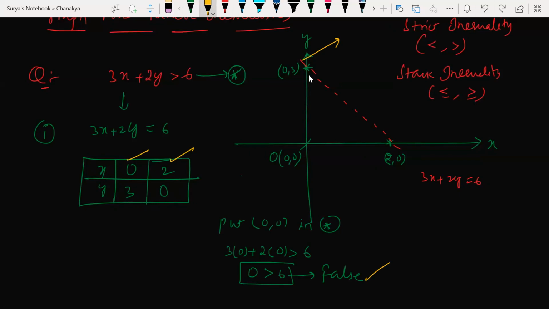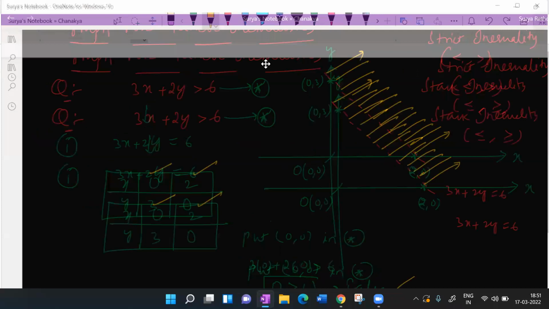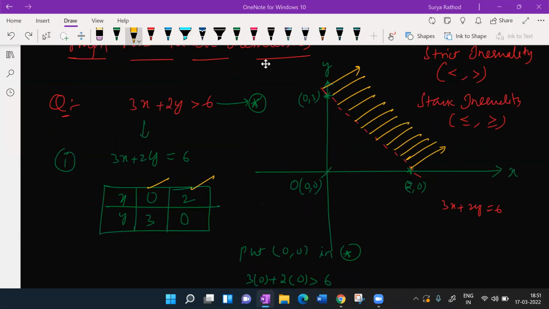My solution is going to be above the line. Understood my point? Why? Below the line is not satisfying. So above the line, any point you take and substitute in this inequality, definitely it will be satisfying. Any doubt, guys? Till this, do you have any doubts? No doubt, sir. Yes, sir. Very, very simple, beta.